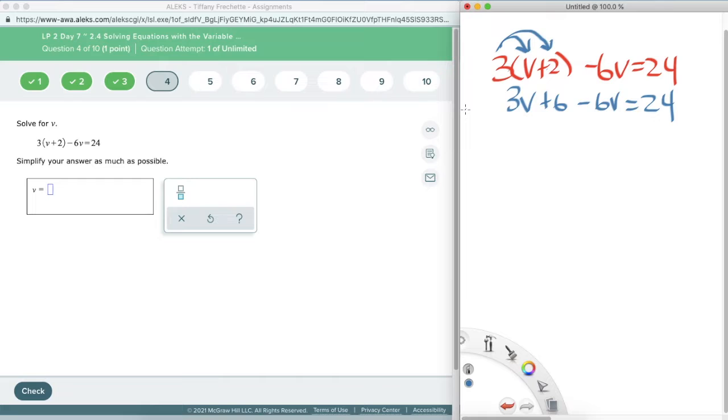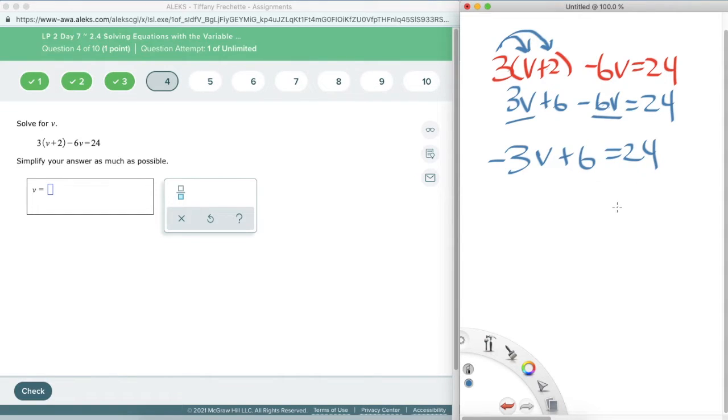We don't have any that we can actually solve right now, because the distribution was kind of our only multiplication step. To get rid of the parentheses, we had to multiply. Now I do have some like terms, though. I have 3v and 6v. So you can use the number line if you really like that. Otherwise, just remember, if they're opposites, positive, negative, you're going to subtract. And whichever one is bigger tells you what the sign is. So there's more negative than there are positive. So it's going to be negative 3v plus 6 equals 24.